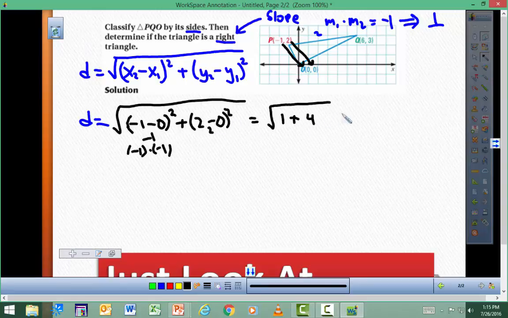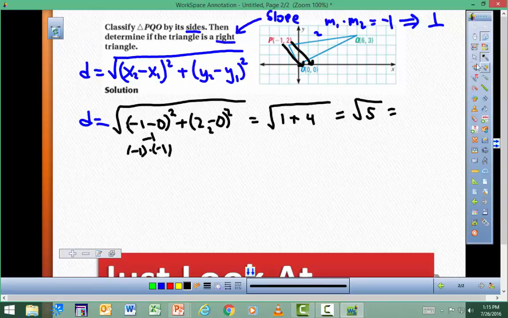Alright, and so this whole distance here is equal to the square root of 5. Now, you don't have to find the exact answer with a calculator. We can leave our answer in terms of square roots. All we're really after is to determine the 3 lengths and determine whether they're the same or not. Well, so we found distance number 1, and now we can repeat the process, find distance number 2.